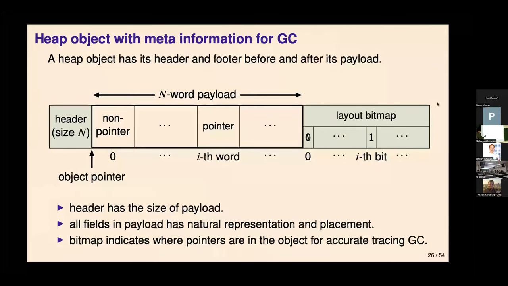So to realize this, we design our data structure like this above. The payload part of the data structure must be in the data representation of native code, similar to C. We add meta information before and after the payload. This meta information has the size of the payload and indicates where the pointers are. The i-th bit means that the i-th word of the payload is a pointer. So in this figure, the bit is one, and therefore the payload part is a pointer.